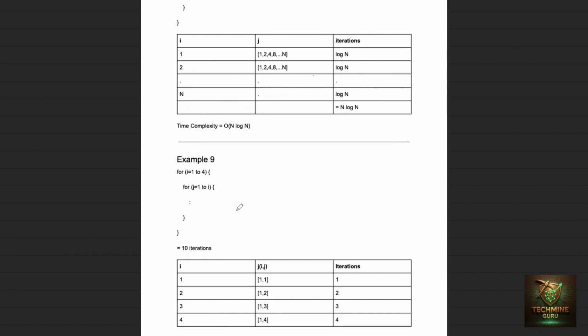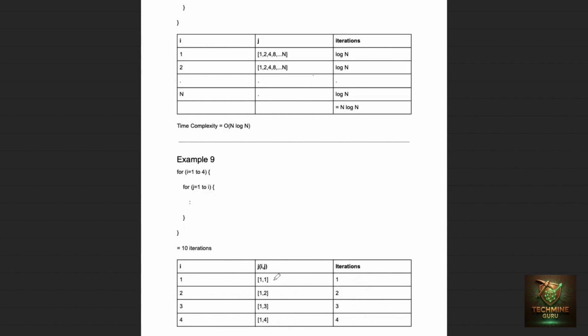Let's take one more example. i is running from 1 to 4, j is running from 1 to i. So this is not O(n square). This is n only. How? Since i is running from 1 to 4, not from n, i has been fixed to run from 1 to 4. So when i is equal to 1, j will run from 1 to 1, which means 1 iteration. When i is equal to 2, j will run from 1 to 2, which means 2 iterations. When i is equal to 3, j will run from 1 to 3, 3 iterations. When i is equal to 4, j will run from 1 to 4, 4 iterations.